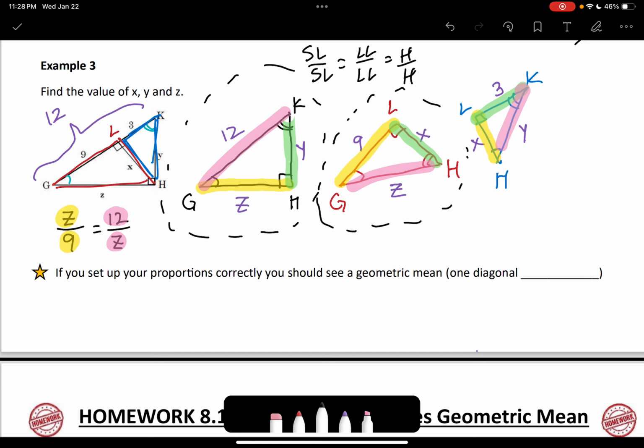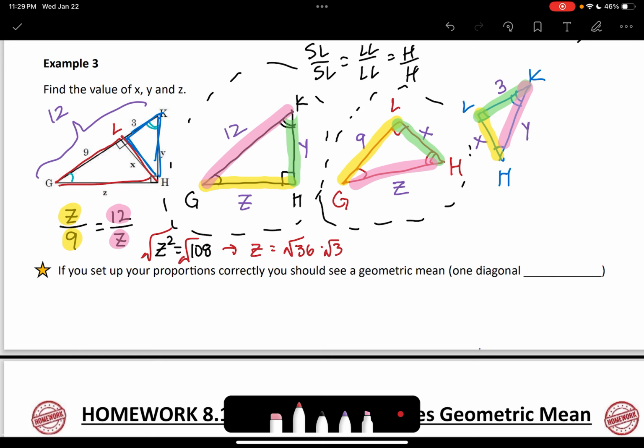And again, before you proceed to cross multiply, double check: do you have a set of diagonals that repeats? And we do, my z repeats. So if I cross multiply, we're looking at z squared is equal to 9 times 12, which is 108. Now, if I want to solve for z, we square root. This gives us z is equal to the square root of 108, which can be broken up into 36 times 3. So z is equal to root 36 times root 3.